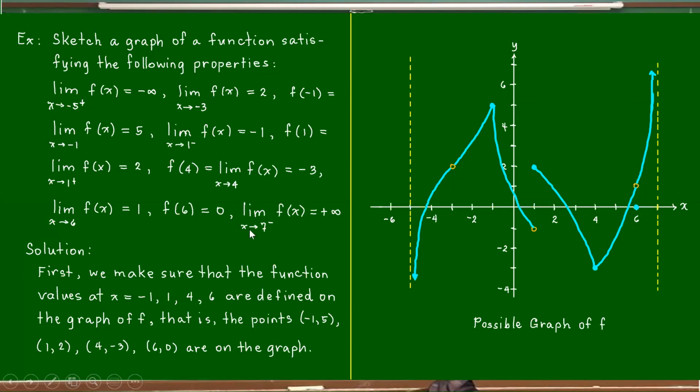The limit of f of x as x approaches 7 from the left is positive infinity. So it keeps on increasing as x approaches 7 from the left. Okay, so that is a possible graph of f. But it doesn't mean that is exactly it. You can have other shapes as long as those properties are satisfied.